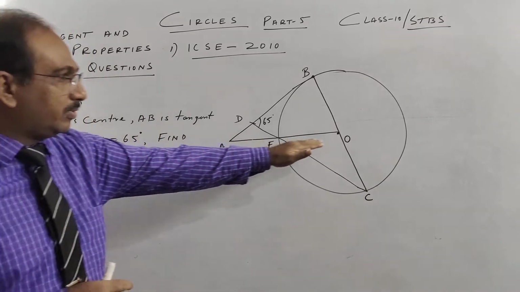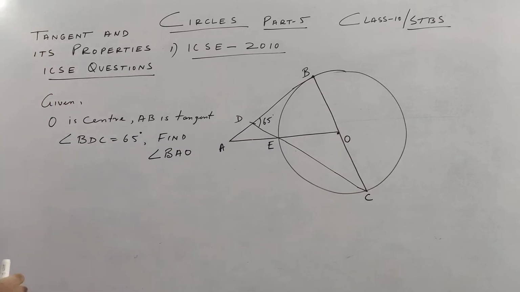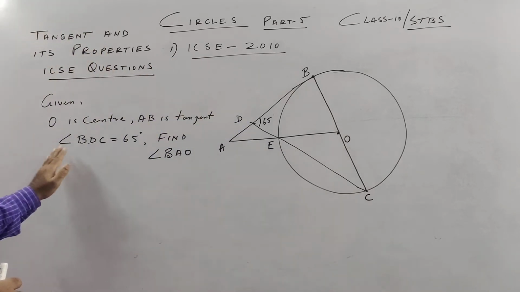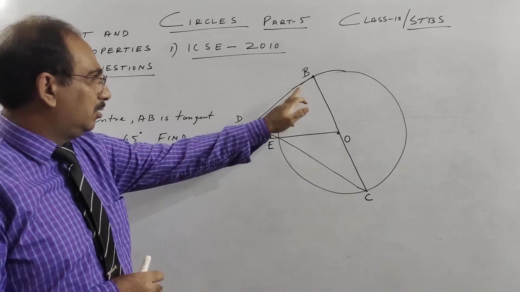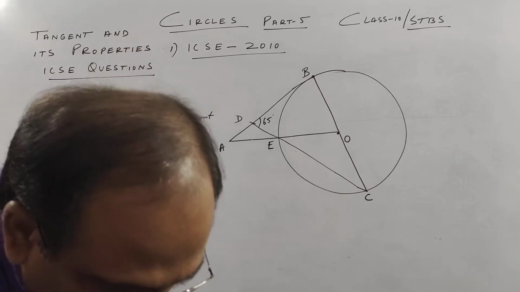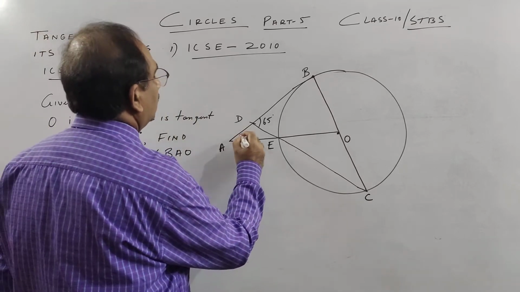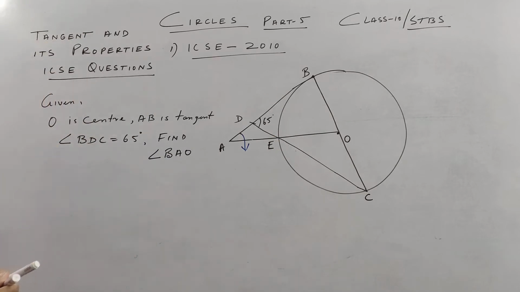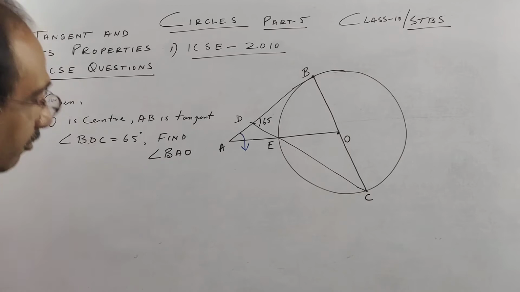O is the center, very important you have to see. That means BC is the diameter, AB is the tangent. BDC is given as 65 degree. We have to find this angle, so I'm marking it. BAO. First I'll give you a preview of how we are doing this in short, and then we will write.